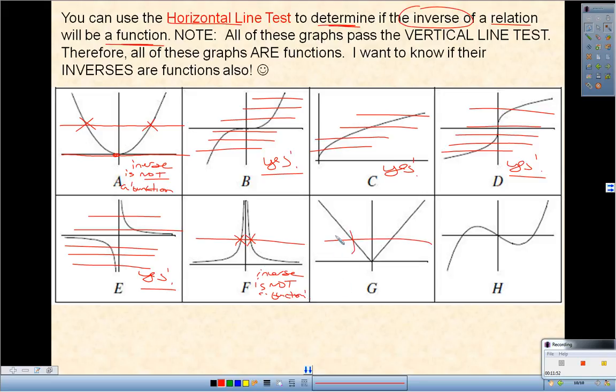And then also here on G, it hits twice, so the inverse is not a function. And then finally for H, it almost looks like it's going to pass until I go right there, and it hits it in 1, 2, 3 spots, so the inverse is not a function. So remember, use the horizontal line test on a graph to determine if the inverse of your relation is also a function. All right, let's keep on going. Let's look at another example.